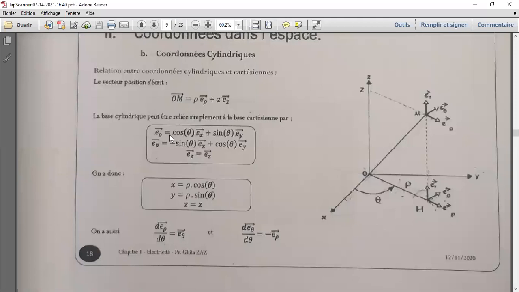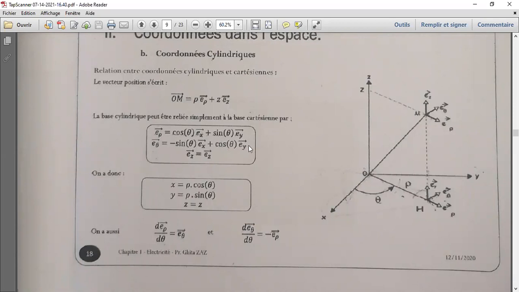If I differentiate, sine goes to cos, cos goes to negative sine. So if I differentiate cos, it will give me negative sine theta ex, plus if I differentiate sine, it will give me cos theta ey. So this is how you come up with e theta.